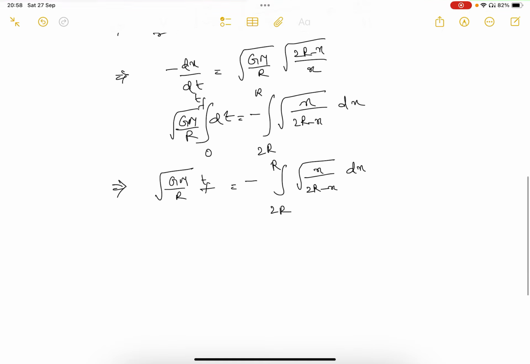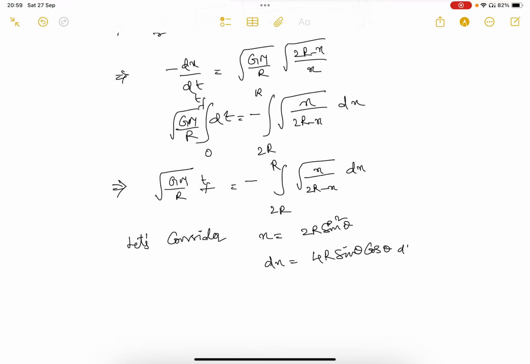You cannot solve this directly, so let's make some substitutions here. As you can see, there is a 2r minus x in the denominator, so it is obvious to take x equal to 2r times sine theta or cos theta. So let's consider x equal to 2r into sine square theta. Then dx is 2r into 2 sine theta cos theta, which is 4r sine theta cos theta d theta.